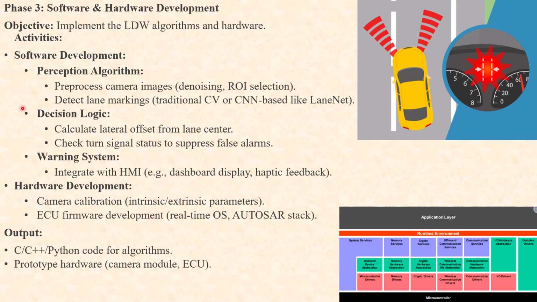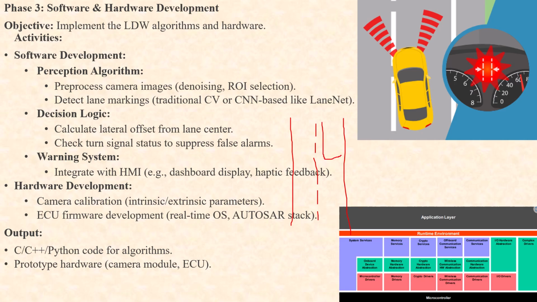All right, next comes the decision logic. Calculate the lateral offset from the lane center. Now this is extremely important. Let me briefly draw the drawing for you. For example, this is the road and this is the lane, a dotted lane. Okay, the drawing is not exactly accurate, but I am sure you will understand.